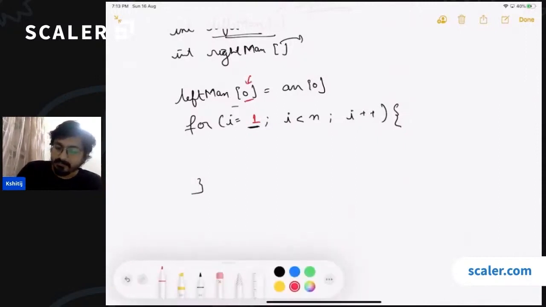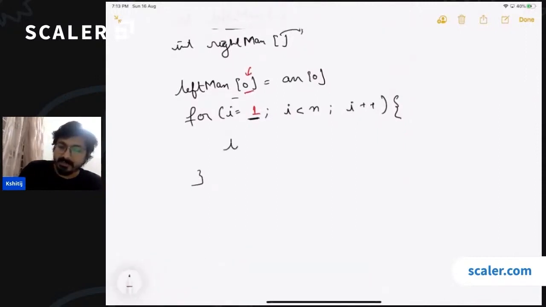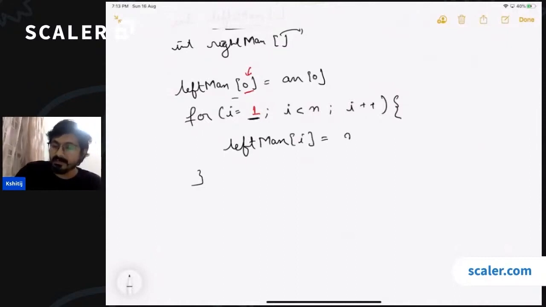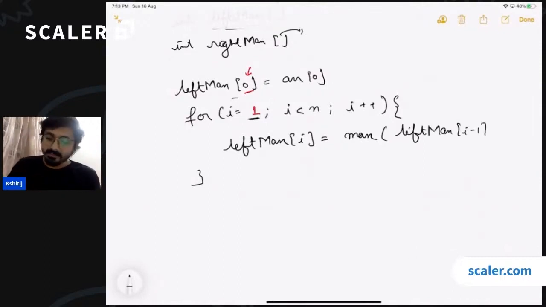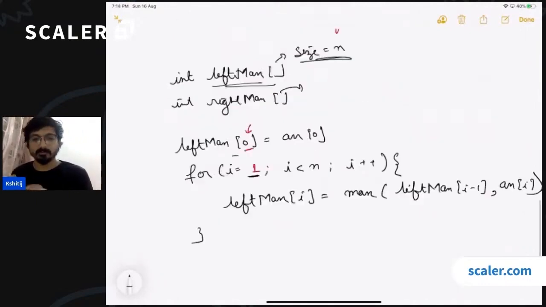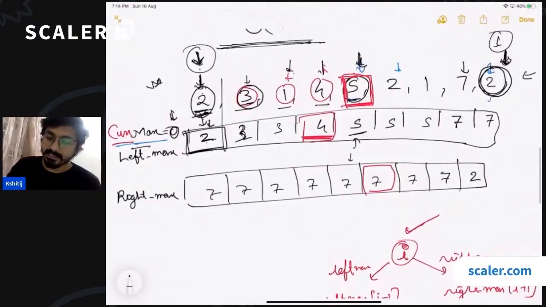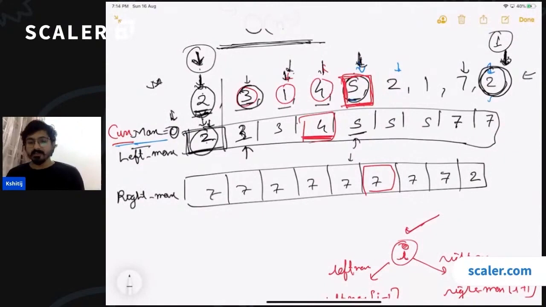For every index we can say that left max of I is nothing but the maximum of the previous max, which is left max of I minus 1, and the current array value, the current height. So whatever is the maximum between the current height and the previous is going to be the left max of this iteration. Similarly, for the next value of I, we'll be comparing this value and this value. So we have our left max array filled up.